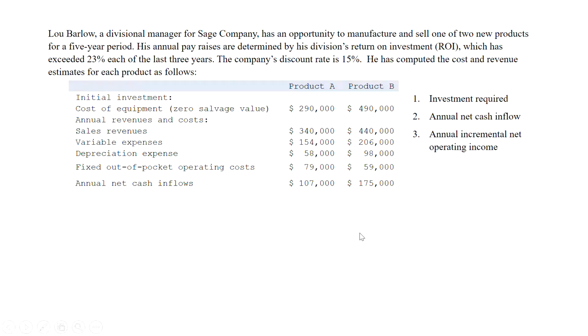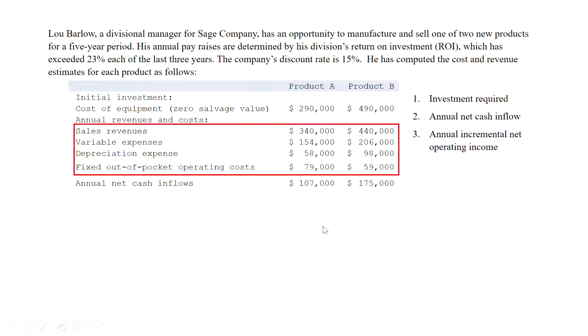The next thing I need for at least one of the calculations is annual incremental net operating income. Two is cash flow. Three is accrual basis. What's the net operating income? Ultimately, we can look at this one of two ways. We can say, well, that's sales minus variable expenses minus depreciation expense, because I don't care if they're cash or non-cash, minus fixed operating expenses. The other thing we could do is go back to two: annual net cash inflow minus the one non-cash expense, which is depreciation expense. Either one's going to get you the same number.